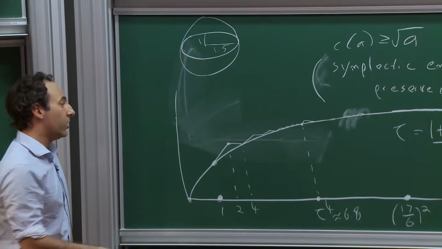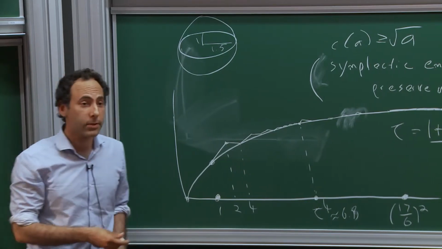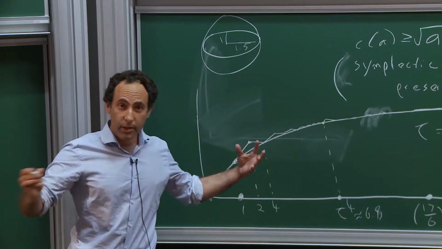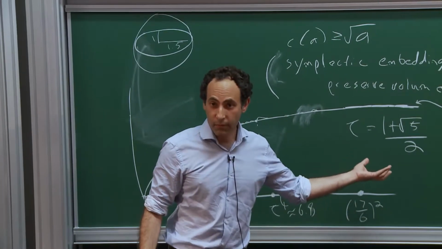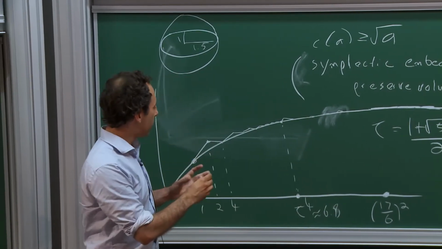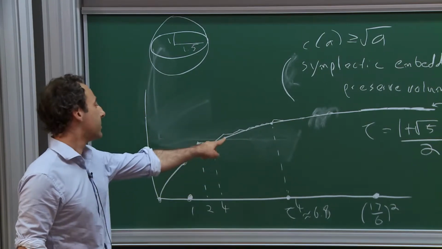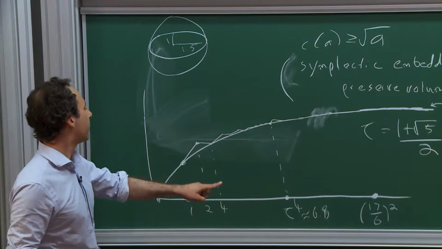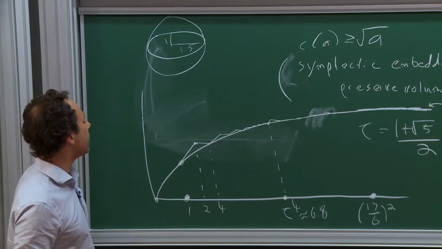I'll pause and see if you have any questions. But I guess the way you should think about it is that if the ellipsoid is stretched enough, then all obstructions vanish except for the volume obstruction. But if the ellipsoid is close to round, then there's some very delicate behavior. Of course, there's something else I wanted to say about this behavior.